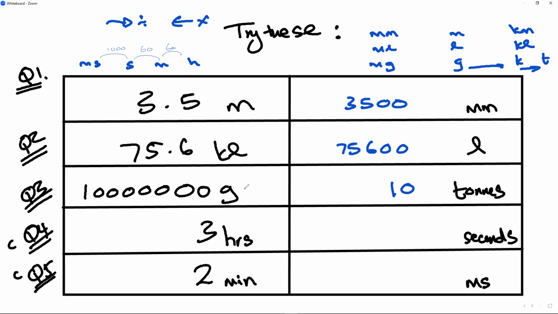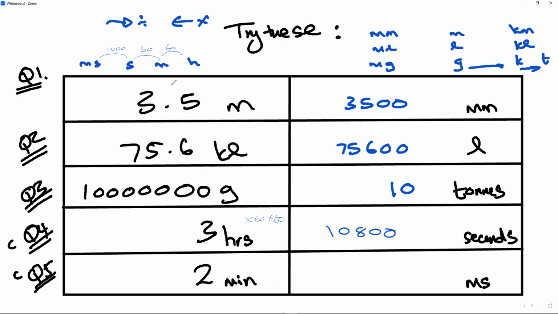So if I'm going to go from hours to seconds, I'm going backwards, left. I'm going to multiply by 60 twice, and that's going to come to 3 times 60 times 60. I'm just going to grab a calculator. 60 times 3 times 60 will come to 10,800 seconds.